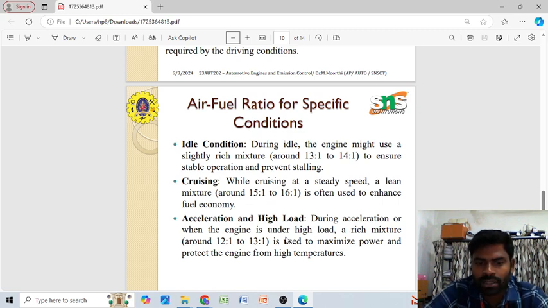around 12 to 1 or 13 to 1, where the quantity of air is less and the quantity of fuel starts increasing, and it is used to give the maximum acceleration for higher load applications. So it is used to maximize power and to protect the engine from high temperature. So depending on the condition, the modern engine and modern vehicle will adjust its air fuel ratio on its own.